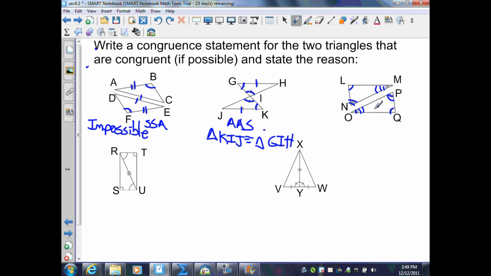What it does justify is that the angles are in proportion. But here, we want a congruence, and we don't have a postulate or theorem with angle, angle, angle that justifies that. Therefore, this is impossible.